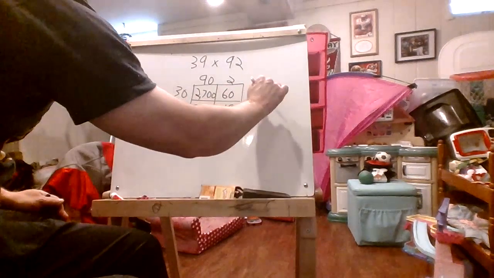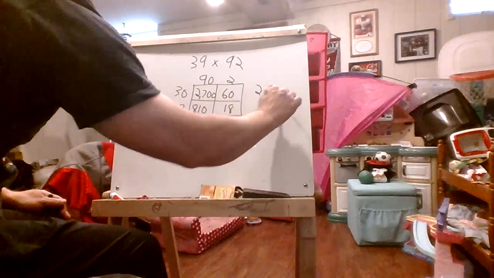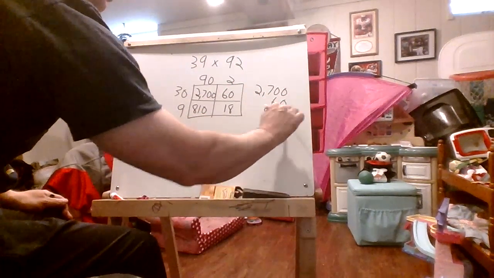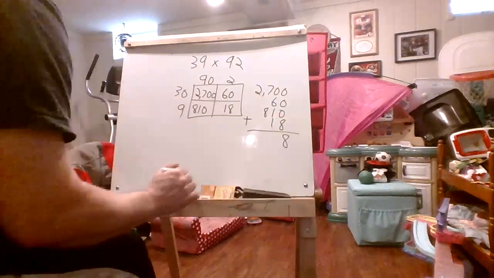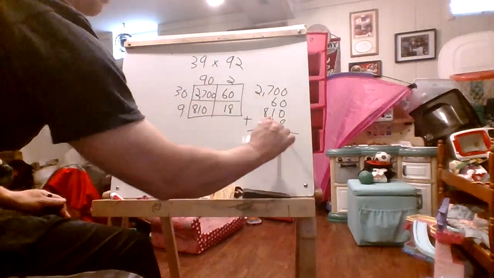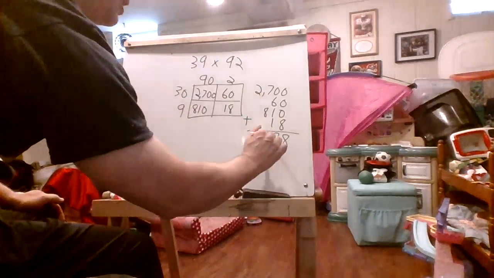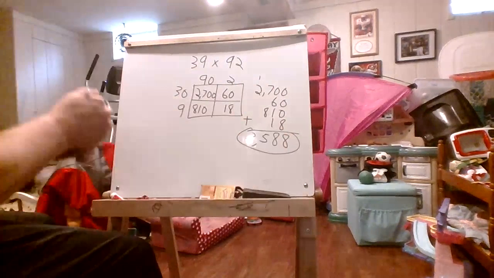And then again, we just write down the problem. So write down all these same boxes. 2,700, 60, make sure we're lining them up. 810 and 18. And add those together, we get 8. 6 plus 1 is 7. And here we get 7 plus 8 is 15. Carry the 1. We get an answer of 3,588.